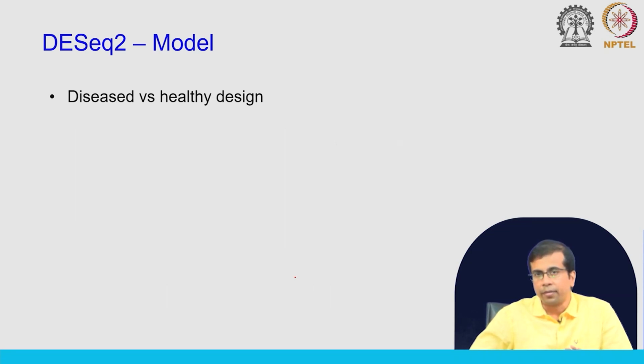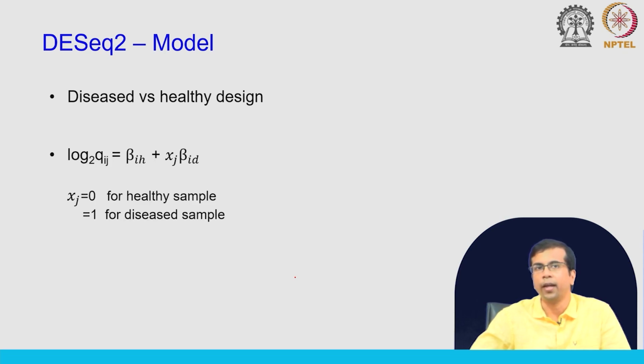Okay. So, let us take a very simple design if you are not very comfortable with these complex equations. We take a simple design and we will understand how this works. Okay. So, we have the disease versus healthy design, and you can simplify this model this way: log2 q_ij is beta_iH plus x_j beta_iD. Okay. So, x_j is the design matrix part. x_j is 0 for a healthy sample and x_j equals 1 for a disease sample.